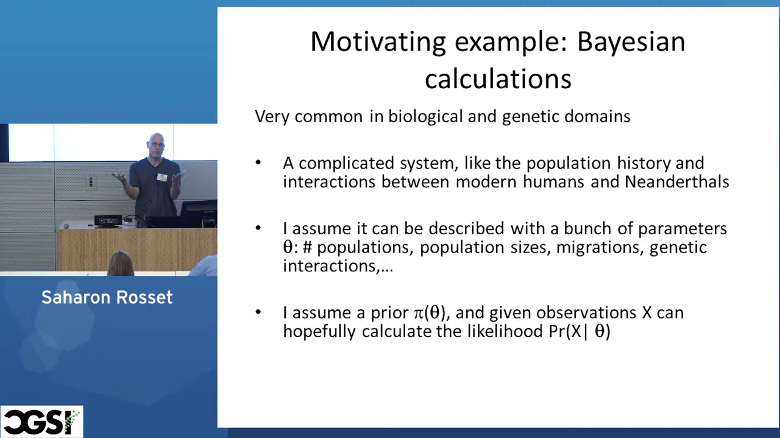For example, if my parameters tell me that there was zero genetic interaction between modern humans and Neanderthals, and I see genomes that are an admixture of modern human parts and Neanderthal parts, then the probability would probably be very low, right? Because the parameters do not allow what I see in my data. So this is the notion of calculating the likelihood, or the probability of the data given the parameters.